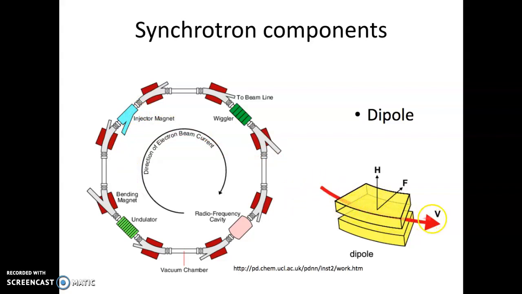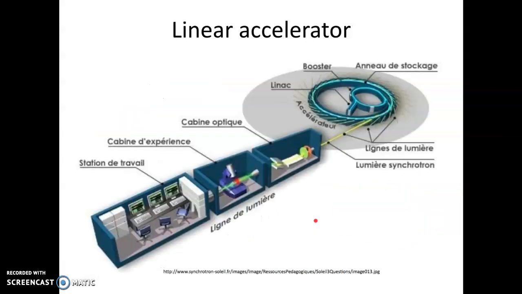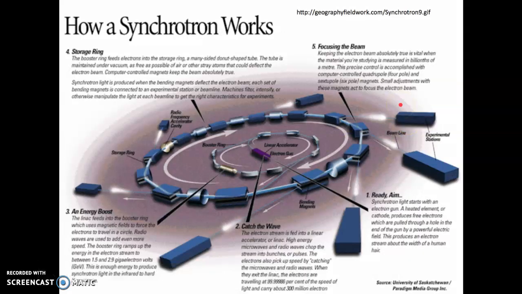And you can see here, as the particle goes around, the force is in that direction, keeping it in towards the center of the circle. So that's the linear accelerator which injects them into the booster, and then the whole thing is roughly the size of a car park to make it go round.